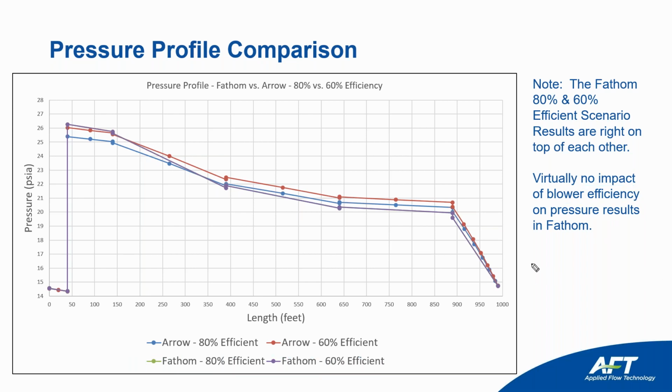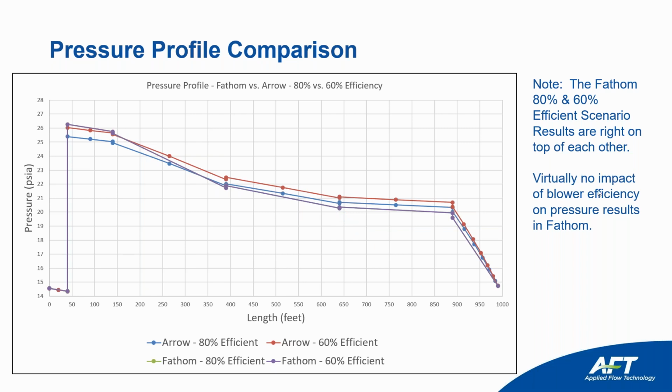And so here we can see that Aero is the blue and red results, and Aero is predicting some higher pressures than Fathom does as you travel down the flow path. So that could be good or bad depending on if you have pressure sensitive equipment. Maybe you might need more pressure and you're not getting enough if you were only using Fathom. So if you needed as much pressure as you can get, Fathom's not going to give you the right answers.